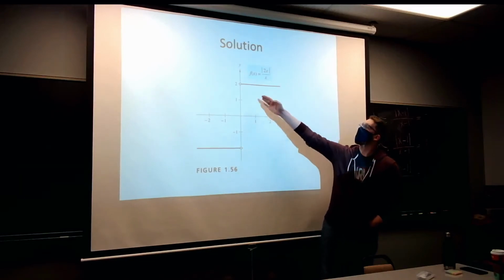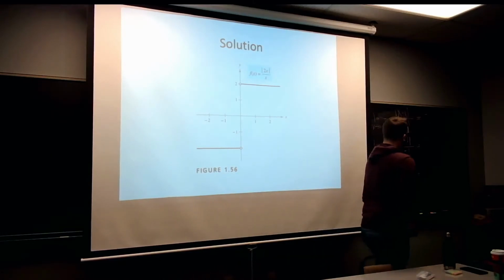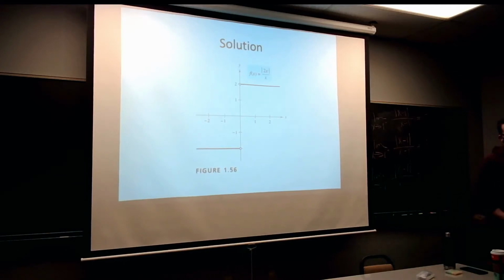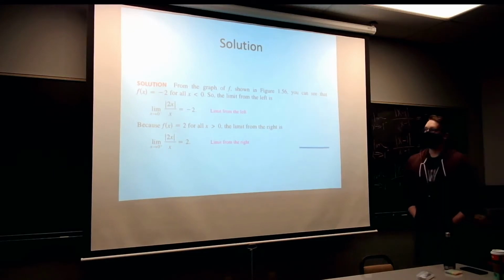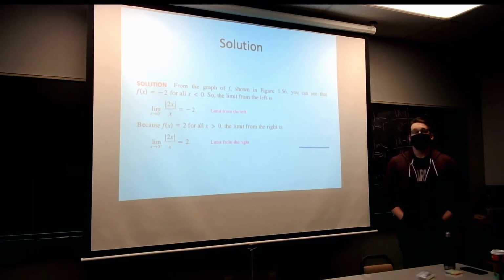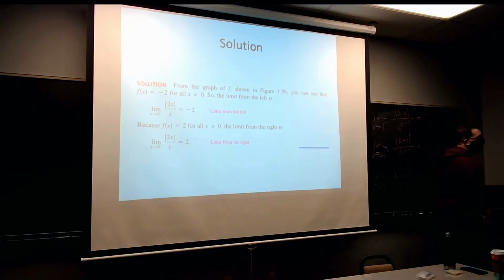Coming at it from the left, coming at it from the right. Does this make sense? Yeah? -2 and 2. So we're literally just saying, what is our function getting close to? What is it approaching? Literally, what is it approaching? Not what is it, what is it approaching?